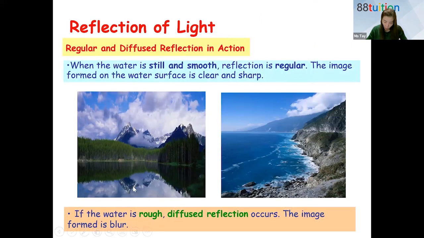This is the example. When the water is calm and still, it is like a very smooth surface, so you get the image very clear, very sharp and nice. Then when the water is rough and there are waves, this causes a very rough surface. So the reflection is blurred, or in this case, you can't even see it. So this is the meaning.